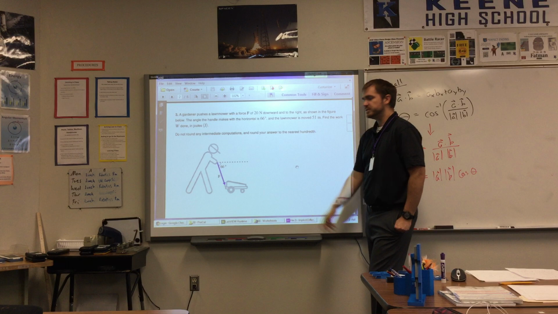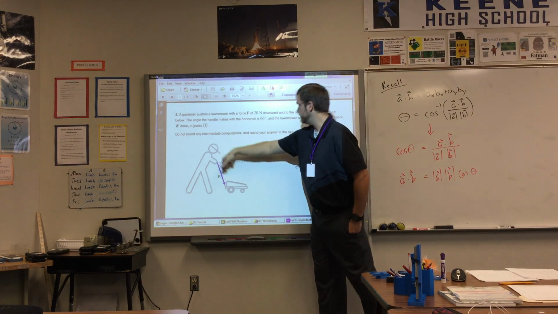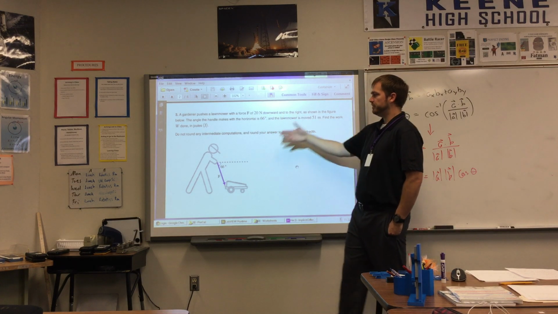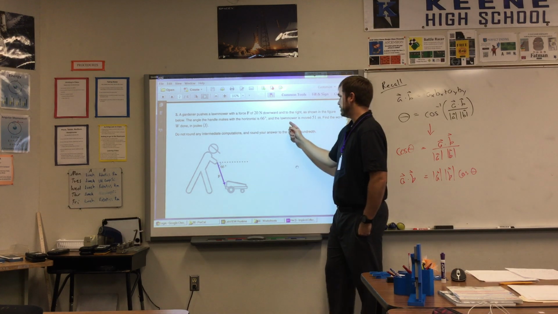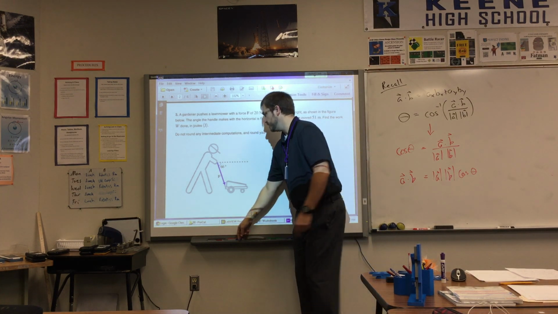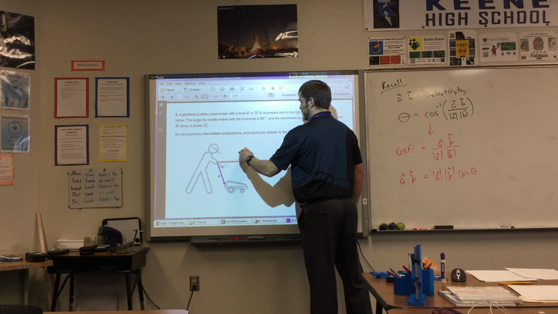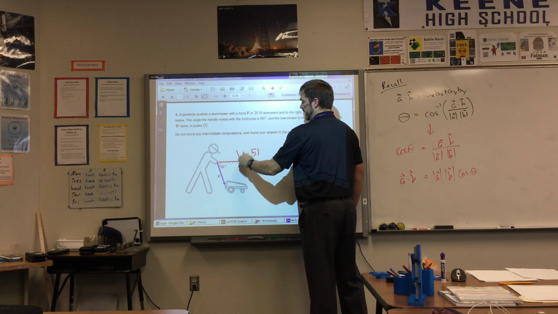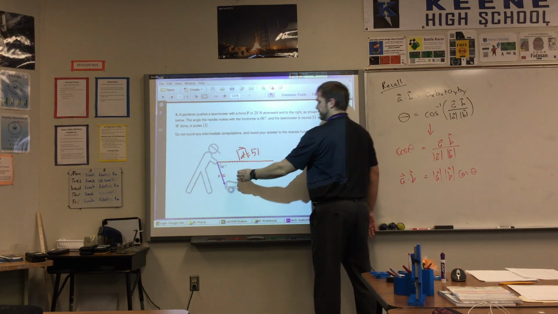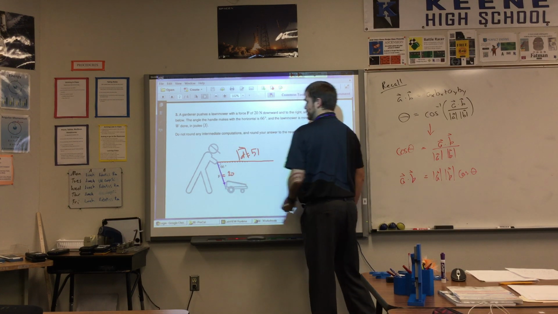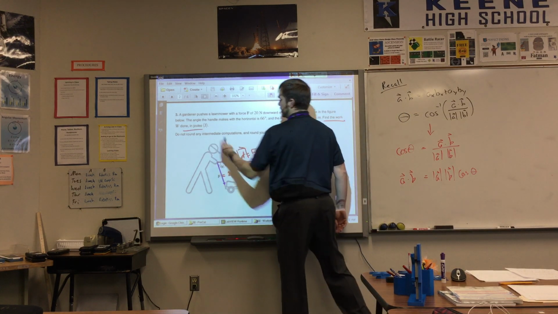This one says a gardener pushes a lawnmower with a force of 20 newtons downward and to the right, as shown in the figure below. The angle the handle makes with the horizontal is 66 degrees, and the lawnmower is moved 51 meters. So we would say that the displacement, D, is 51 meters. I could say the magnitude of it is 51. The magnitude of vector F is 20 newtons. Find the work done in joules.